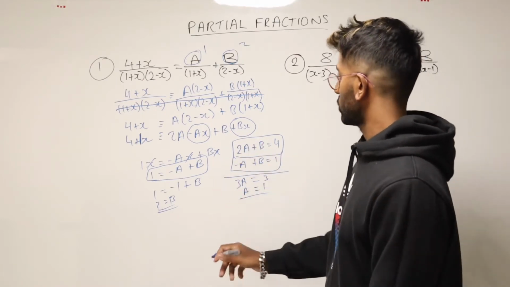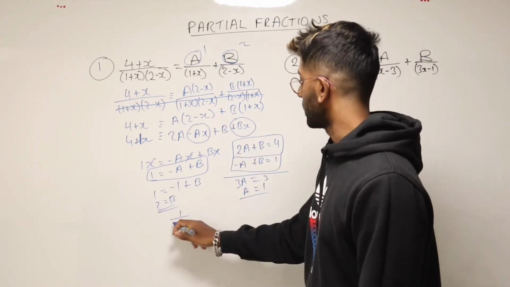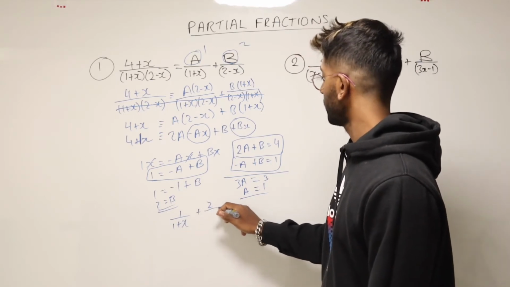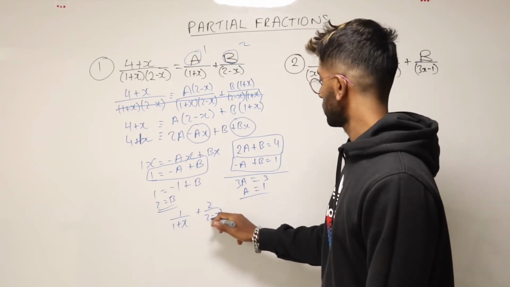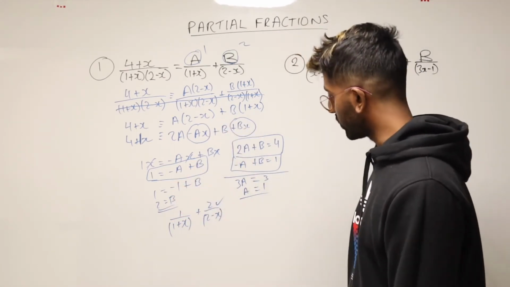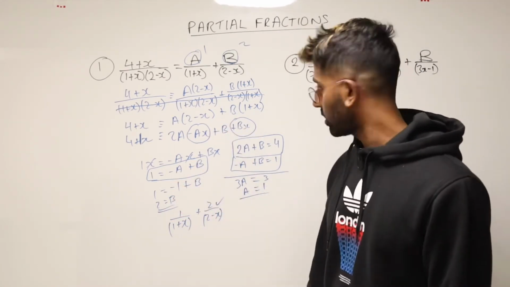And so just to write that all out nice and neatly, that's 1 over 1 plus x plus 2 over 2 minus x. And there we go. So completely different method there, but we do get to exactly the same answer.